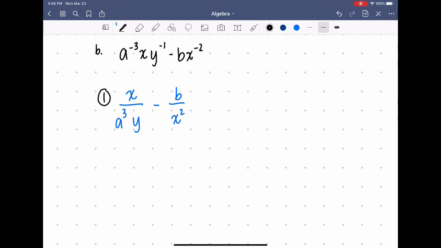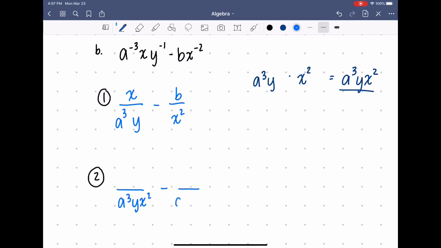And now I can go to step 2, which is find a common denominator. Let me take those denominators for you. We have a cubed y, and I'm multiplying that by x squared, which would just be a cubed yx squared. That is my common denominator. So I'm going to put both sides over a cubed yx squared. Okay. Now what I need on the left side is an x squared on the top and the bottom. On this side, I need a cubed y over a cubed y.